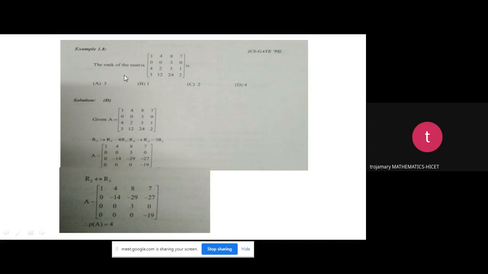Okay, so in this example, the determinant of the given matrix A is 181, which is not equal to 0. Therefore, directly we write it as rank of a matrix equal to 3. Okay, then similarly, find the rank of a matrix.